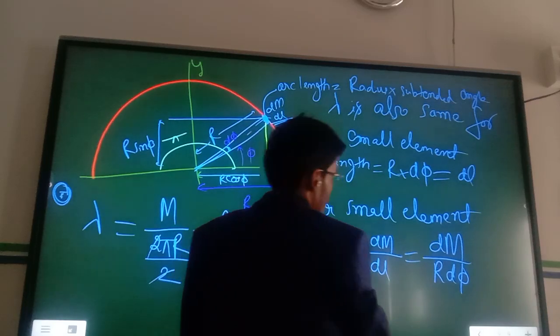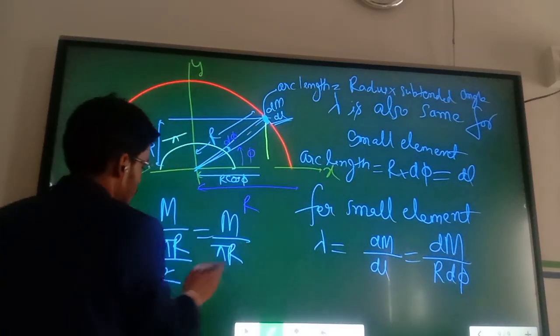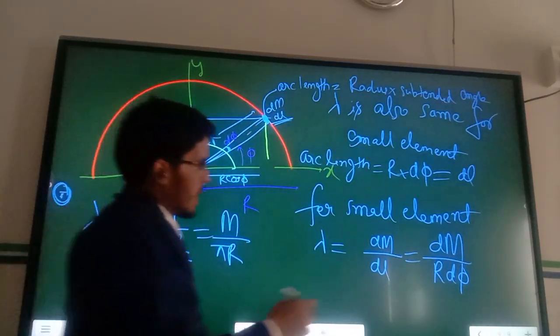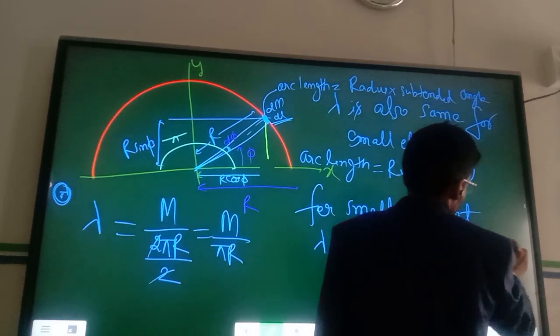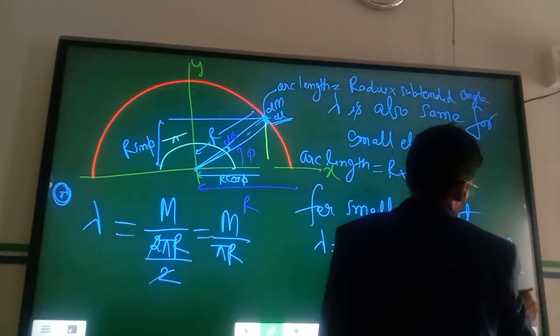Okay, and also this length, this lambda, is also equal to m upon pi r. So here we can write m upon pi r.